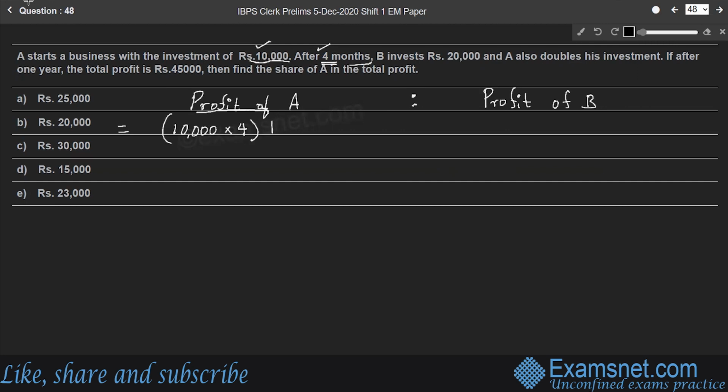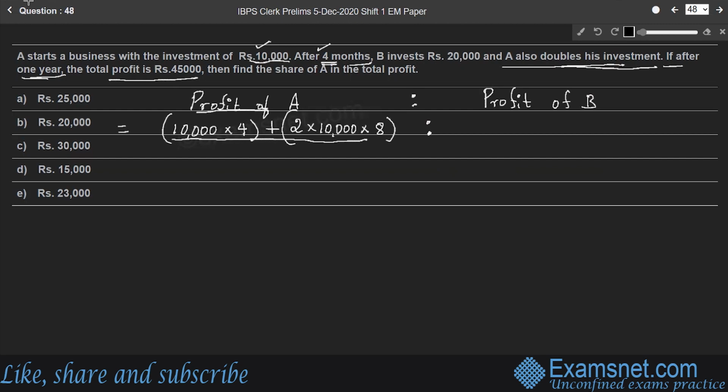And A has invested in one more case, that is after 4 months, A doubles his investment, right? Therefore, his investment becomes twice the initial investment, and the remaining time period is 8 months, because here the profit is calculated for 1 year, therefore remaining time is 8 months, right? So in order to find the ratio, his total profit is proportional to 10,000 into 4 plus 2 into 10,000 into 8, right?